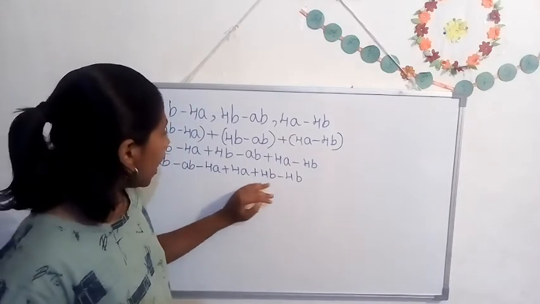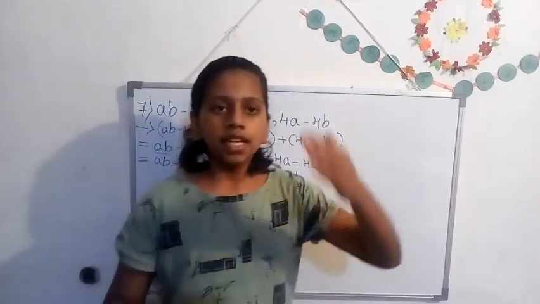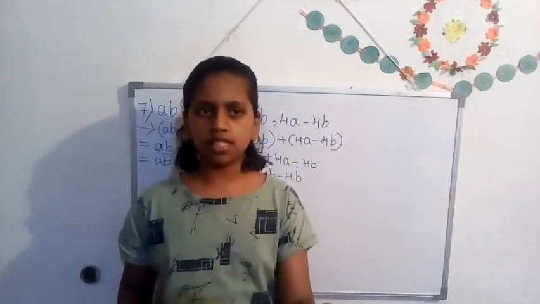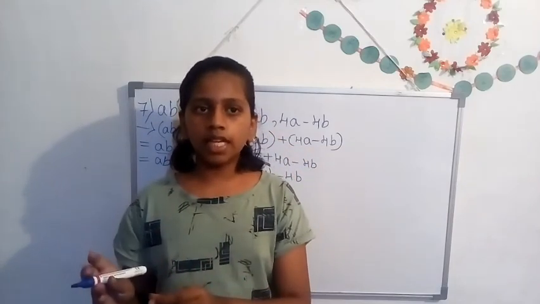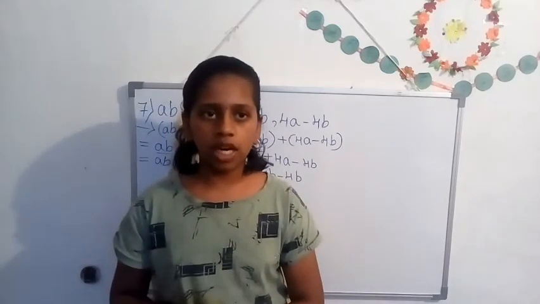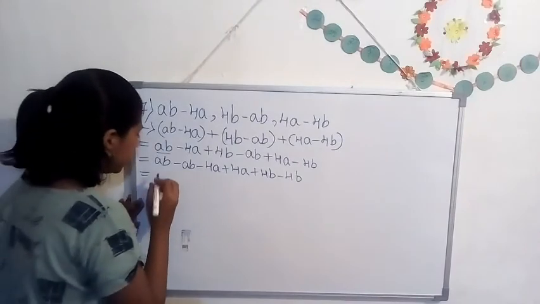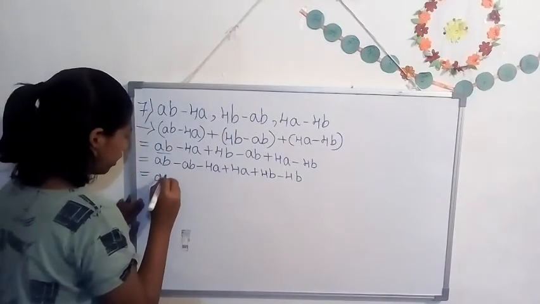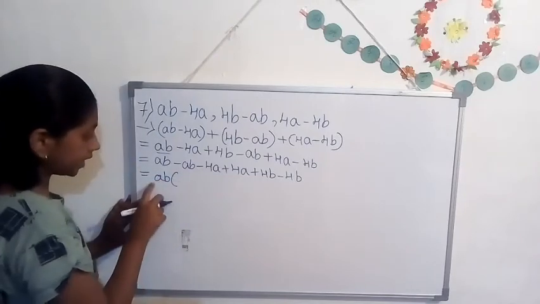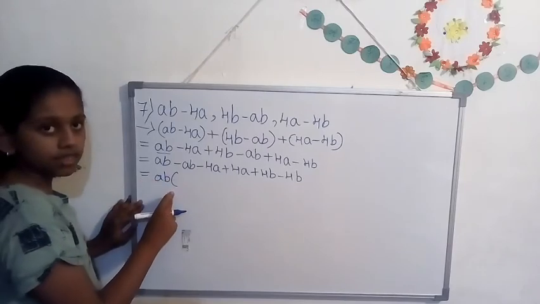Now I am going to write it in common factors. Common factors means if there is a same variable or constant, first we are going to write it as a common, and then only the constants we are going to write. So, here AB is there, we are going to take AB in brackets. It is considered as the common factor here.